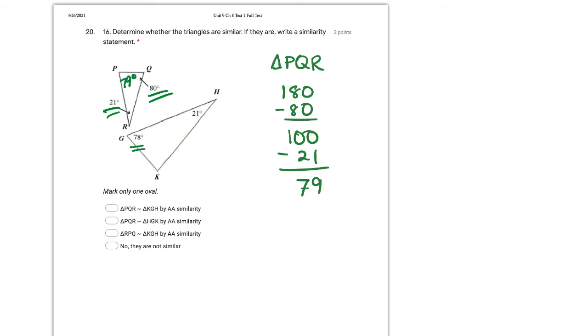This one's 78. So it doesn't match up with that one. In fact, K must be, what, like 81 degrees or something like that. So I don't have two angles that are congruent. So these things are not similar either.